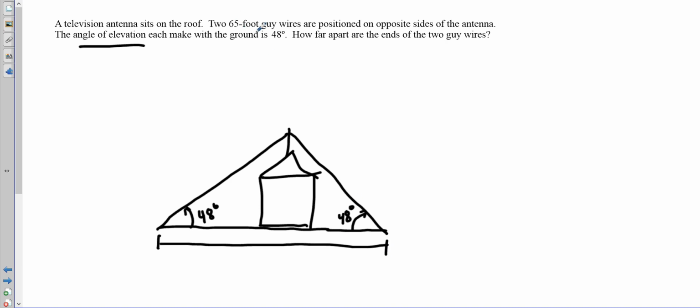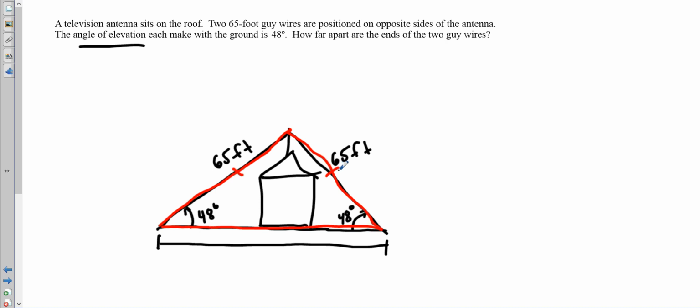So two 65-foot guy wires are here, 65 feet, and we want to figure out how long this is right here. To help us figure this out, we can use the law of sines, because what we create right here is a triangle, an isosceles triangle, not an isosceles right triangle, where we have two congruent sides.